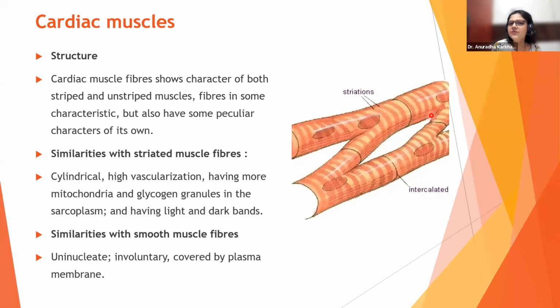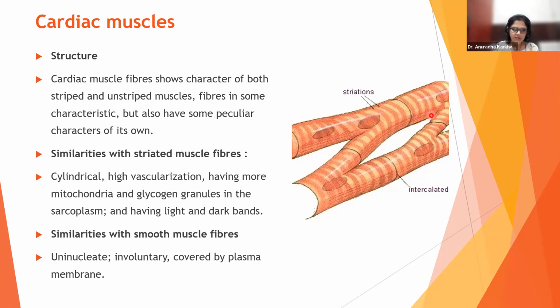What are the similarities with the striated muscle fibers? See, they are cylindrical, highly vascularized, having more mitochondria and glycogen granules in the sarcoplasm, and having light and dark bands. So these are the similarities with voluntary muscles. What about the smooth muscles or involuntary muscles? See, they are uninucleate. Earlier ones were multinucleate, syncytial condition for voluntary. For involuntary they are uninucleate, which is the same as your smooth muscles.